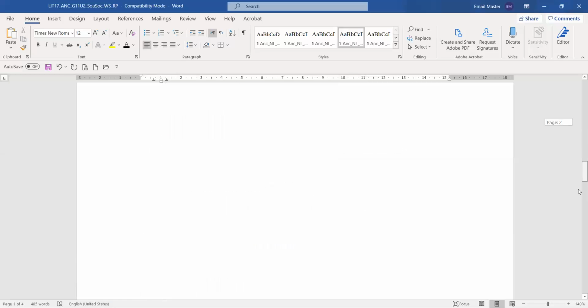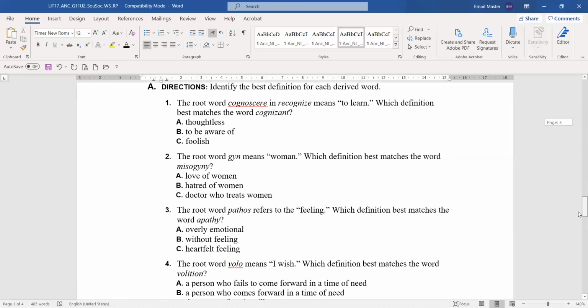On the second page, we have more words. The root word cognoscere in recognize means to learn. Which definition matches the word cognizant? So we can say it is to be aware of, like that you are open for learning. The root word gyne means woman. Which definition best matches the word misogyny? So mis is an opposite prefix. So it means hatred of women.